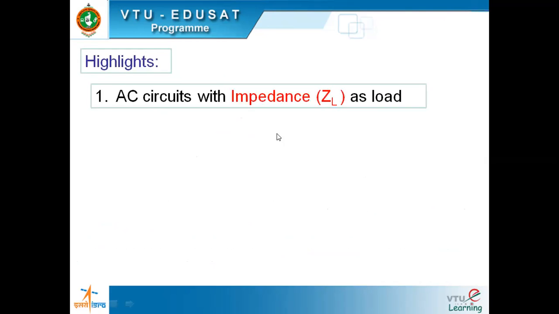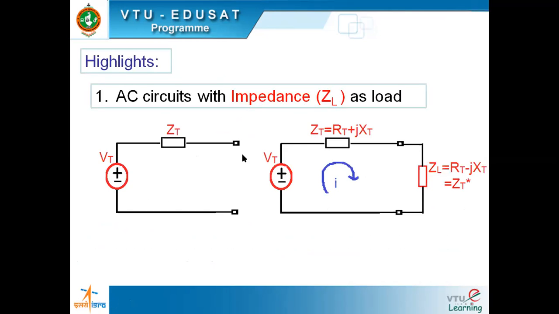AC circuits with impedance ZL as the load. If you connect ZL, for maximum power transfer what should be the case? Which load should you connect for an AC circuit? For maximum power to be transferred, if the load is impedance ZL, then it should be equal to the complex conjugate of ZT. First condition.